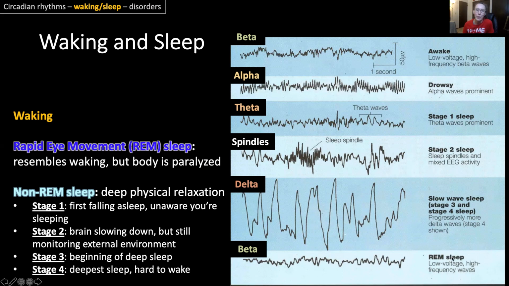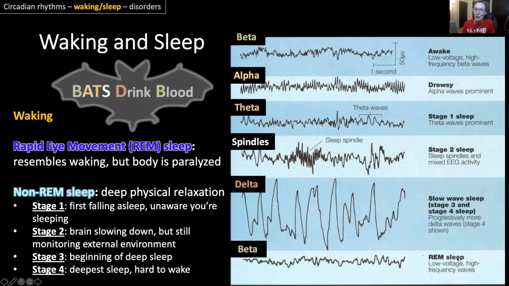Another mnemonic, if you want to remember the order of brain waves across the night, bats drink blood. So this stands for beta, alpha, theta. I guess we didn't fully cover theta, but theta is also in that transition from being a little bit drowsy to actually being asleep, stage 1. So beta, alpha, theta, sleep spindles. Again, I don't super care, I just put it in white.